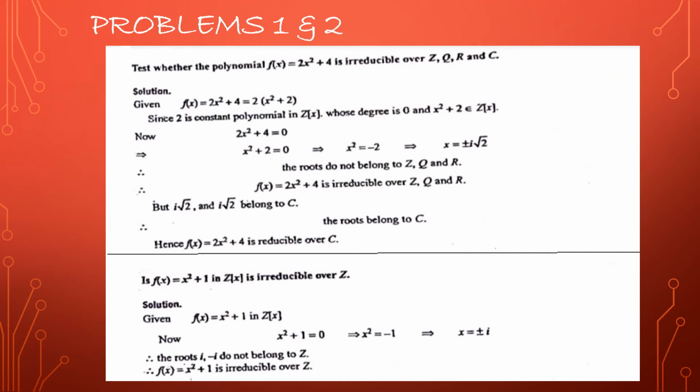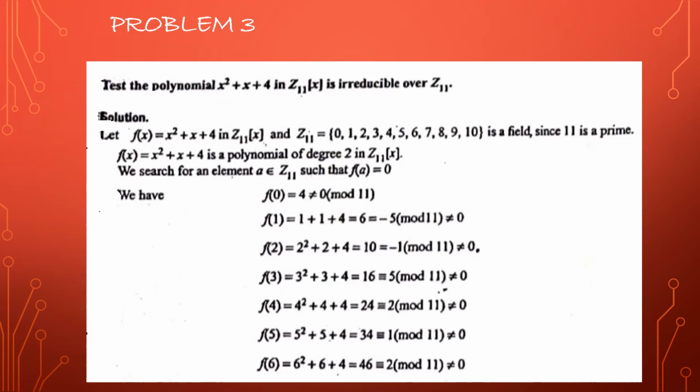I hope you followed what is an irreducible polynomial and how you check irreducibility. We move on to problem number 3. So problem number 3, now we are coming to a modulo. So test whether the polynomial x square plus x plus 4 in Z11 of x is irreducible over Z11.